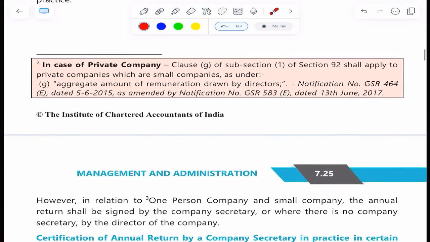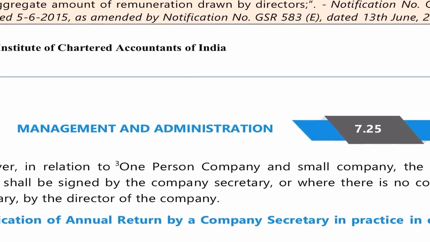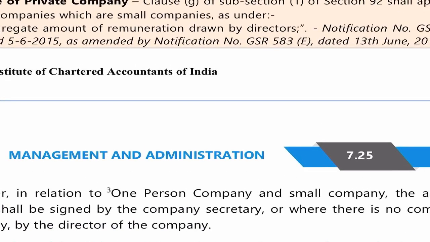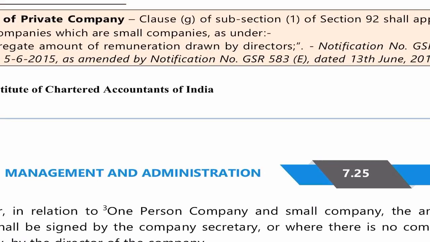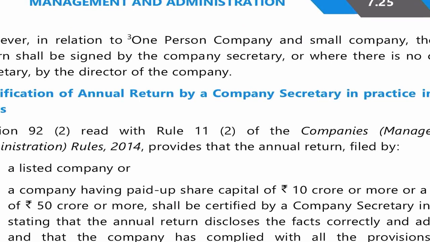Notification number GSR 464(E) dated 5/6/2015 as amended by notification number GSR 583(E) dated 13 June 2017. Management and administration. However, in relation to OPC and small company, the annual return shall be signed by a company secretary, or where there is no company secretary, by the director of the company. Understood? They are small companies, why should they spend so much?